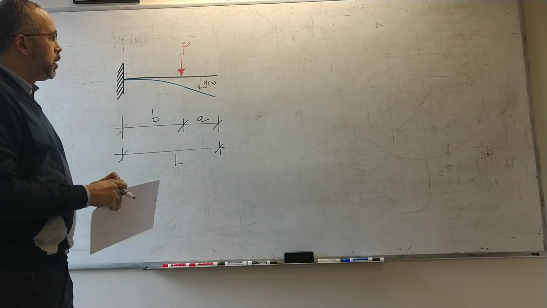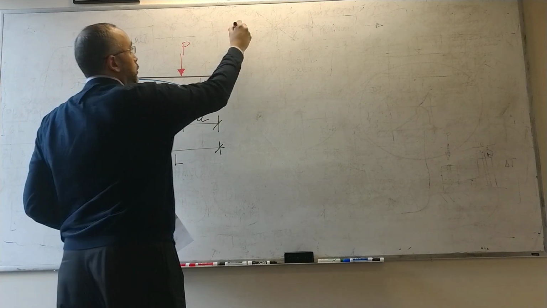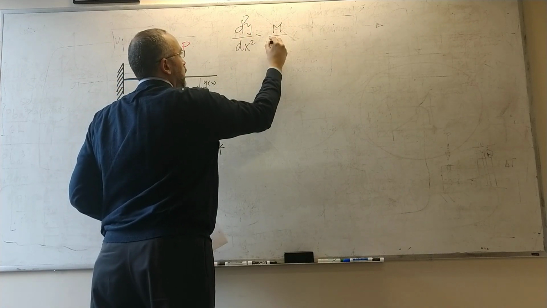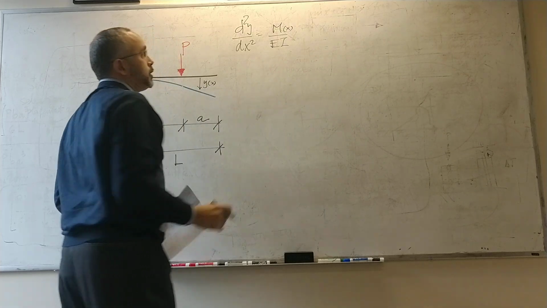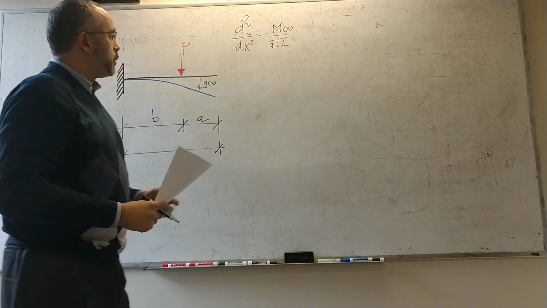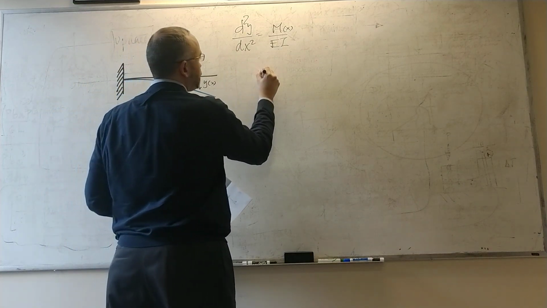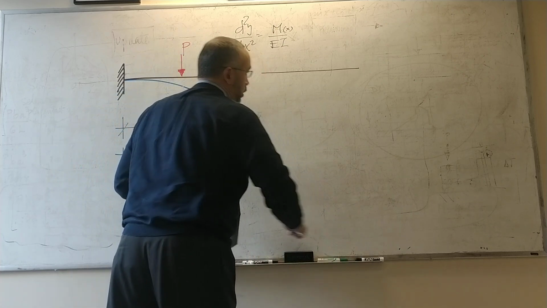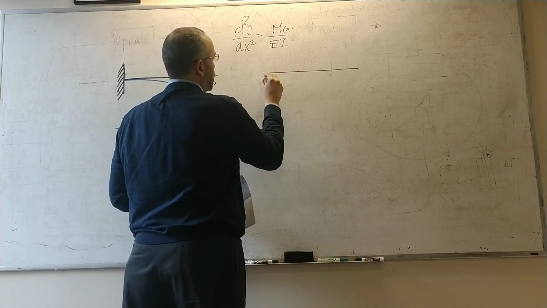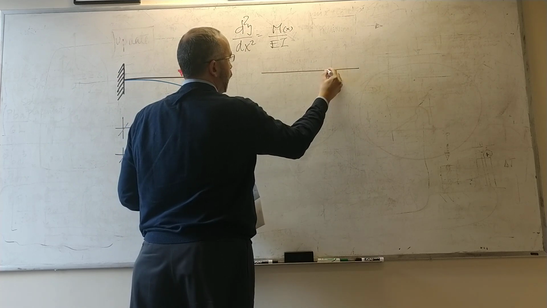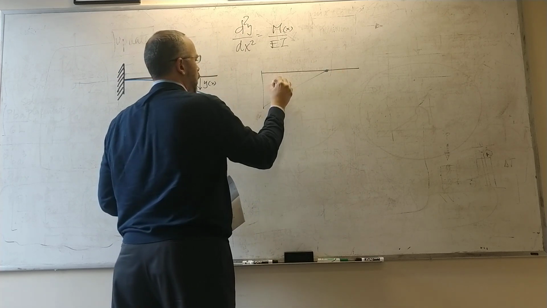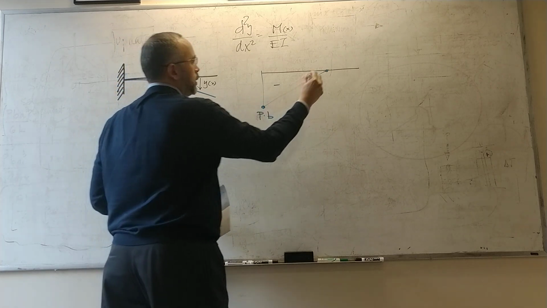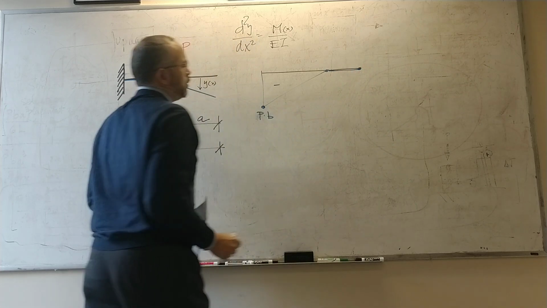The first thing is to draw the moment diagram, right? Because we're going to use the second order differential equation, and so we need the moment equation. And for this beam, the moment equation will look like this, right? P times b, and then 0 from there on.